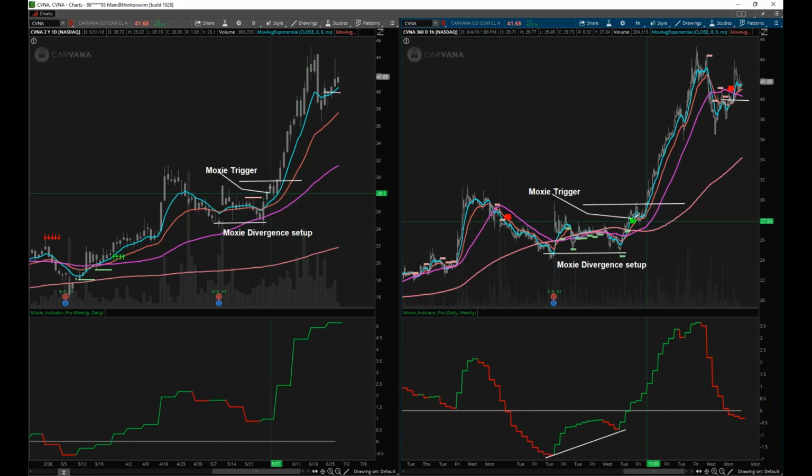And since the Moxie indicator triggered right here, I looked at this, okay, we have the indicator above zero, and we have price over both the moving averages on the hourly chart, we obviously have price over the daily 50. So I went in right here, right in this area. And then this thing ran up, took a little dip, no problem. And then it ran up right here.